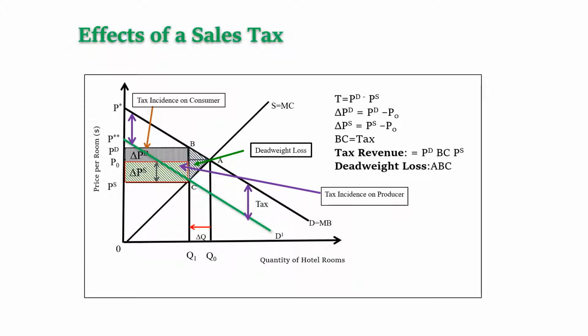The government is going to get PD, B, C, and PS as revenue from the taxation, right? Even though the society loses PD, PS, B, A, and C, what the government actually receives from taxing this good is this rectangle, PD, B, C, PS. That is the tax revenue that the government receives.